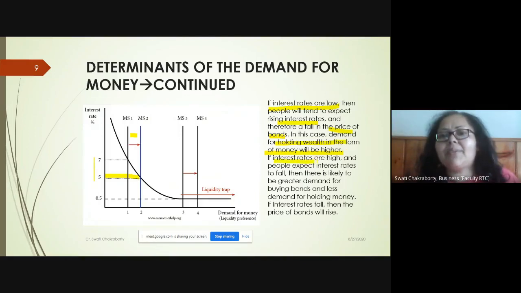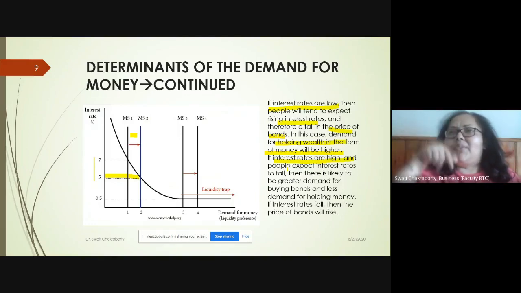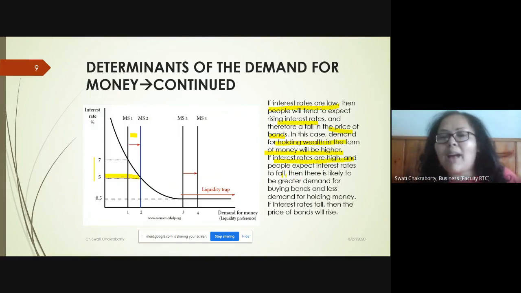But if the interest rates are high, what happens? People expect that at some point it's going to fall. High interest rates mean the price of bonds is low. At some point, the interest rate will fall and the price will go up. So it's better to buy bonds. The demand for bonds increases, and there's less demand for holding money.